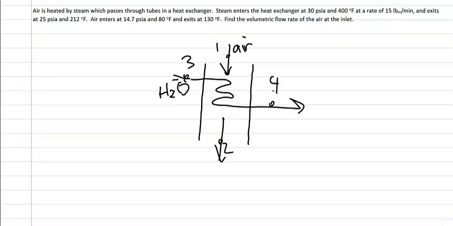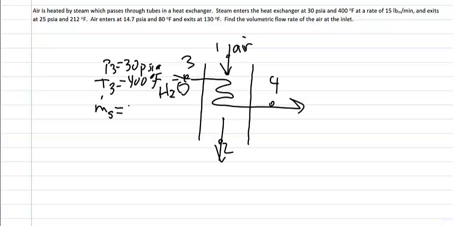Now we're given a variety of information. It tells us that the steam enters at a particular pressure and temperature. So P3 is 30 psia and T3 is 400 degrees Fahrenheit. We're also given a mass flow rate. Now this is a steady flow process, so this would be the same for the steam at the inlet as well as at the exit. That is, 3 and 4 have the same mass flow rates.